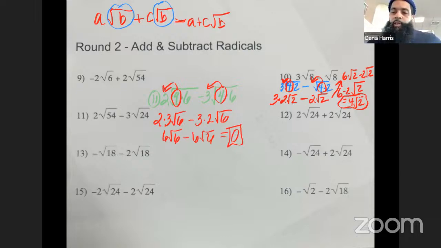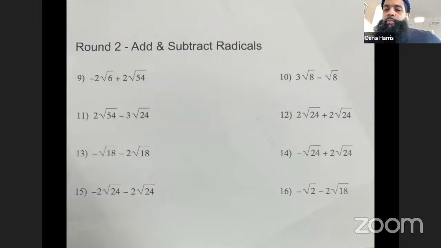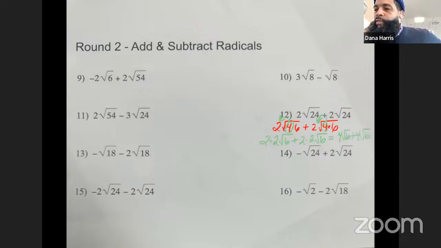Number 12. Let's clear this out. Number 12, we have 2 square root of 24 plus 2 square root of 24. So I'm going to say 2 square root of 4 times 6 plus 2 square root of 4 times 6. Notice that the 4 is a perfect square number. So boom, circle that and multiply it by the front. So I have 2 times 2 square root of 6 plus 2 times 2 square root of 6. So that's going to give us 4 square root of 6 plus 4 square root of 6. And if I add those two together, 4 square root of 6 plus 4 square root of 6 gives me 8 square root of 6. Okay, so that's number 12.